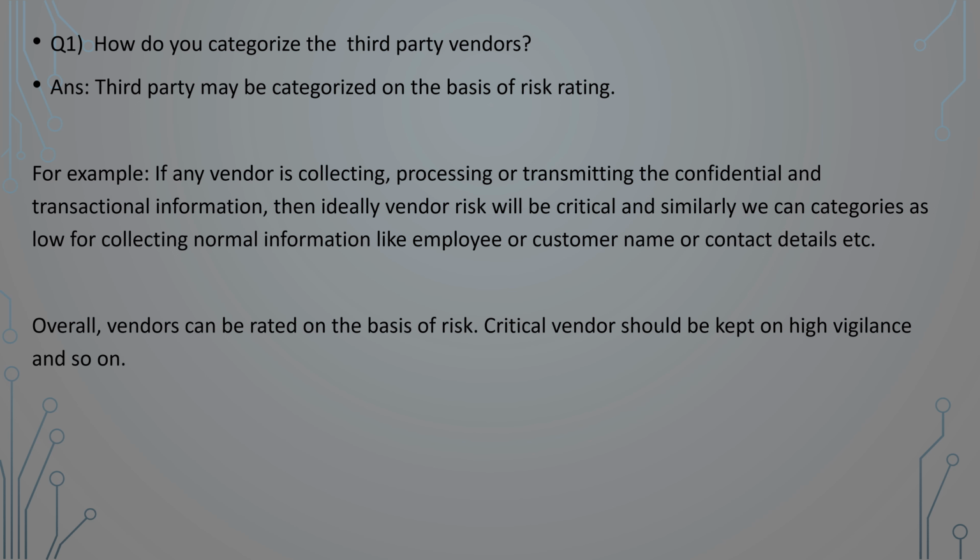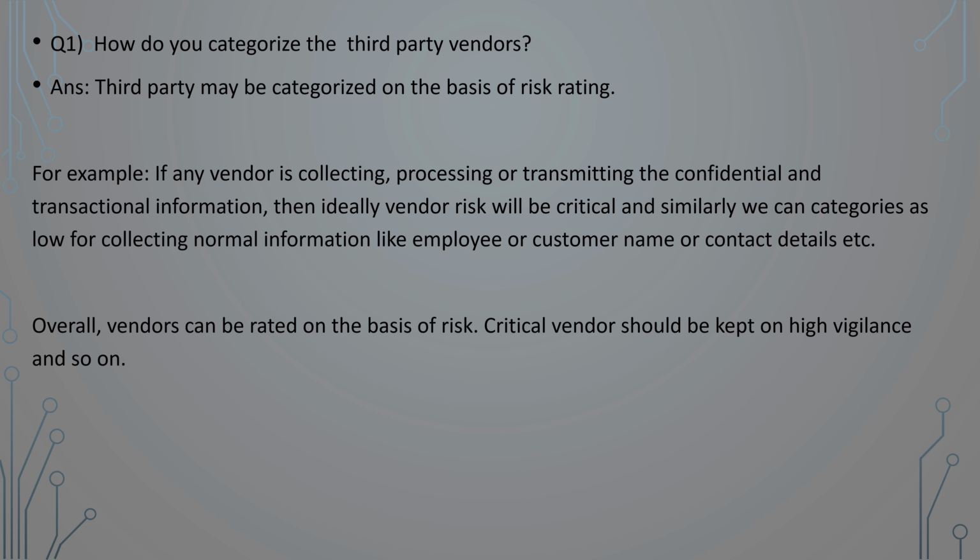So the first question is, how do you categorize the third party vendors? For example, if an organization has n number of active vendors, how do you categorize those vendors? The proper answer to this question is we can categorize the vendors on the basis of risk rating. For example, those vendors having critical risk should be kept on the top of the list, and similarly so on. But the question arising is, what is the process to identify which vendors come under the critical one?